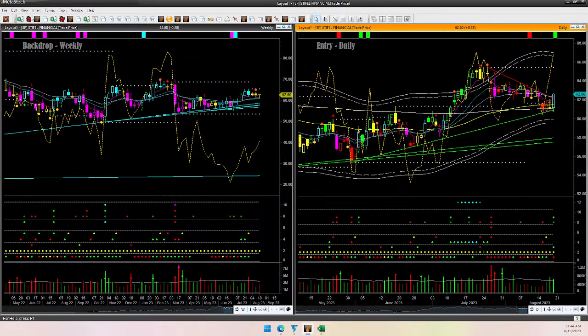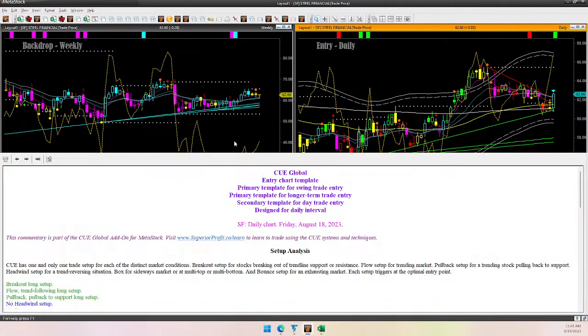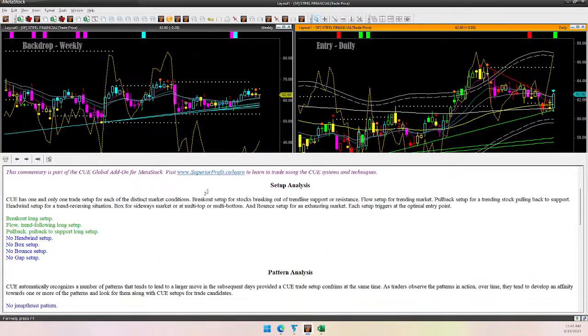I am opening the same stock using SF, and I am going to open the commentary. Commentary is a valuable program that reads the signals on the chart, and let's read it out. At the top it tells what are the available setups, then it tells about the patterns, and further down it will tell about the signals. So now we see that SF not only has a breakout setup, it has a trend following flow setup and a pullback setup. 3 setups. So that's certainly a very strong technical candidate.